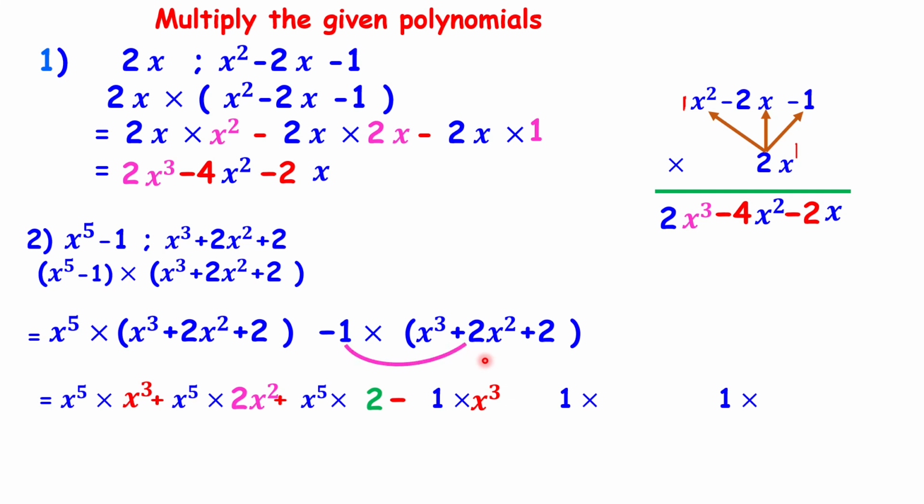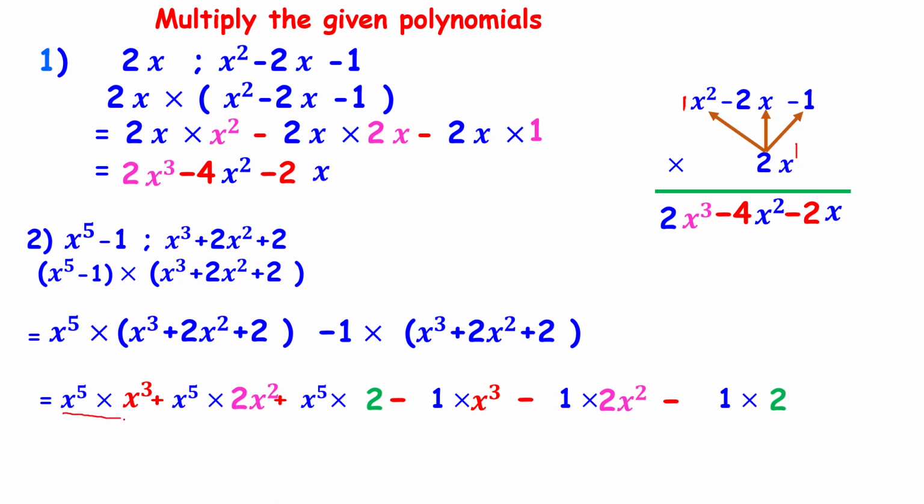Therefore multiplying by negative 1 to the second term 2x square, minus into plus becomes minus, and 2 ones are 2, x square as it is. Multiplying by negative 1 to the last term 2, minus 1 into plus 2 means minus, 2 ones are 2.